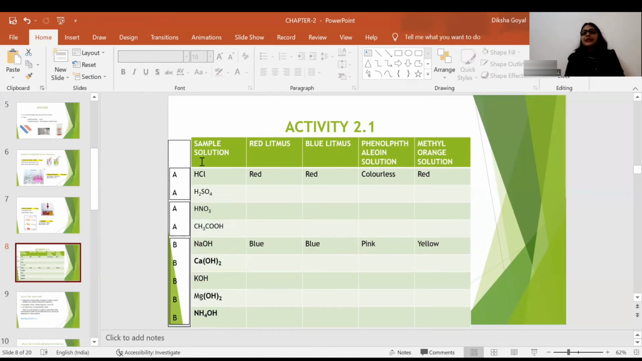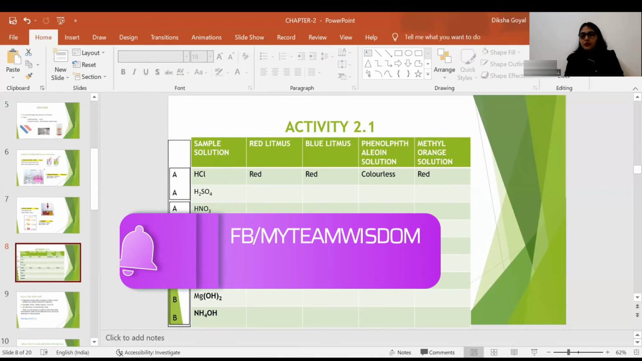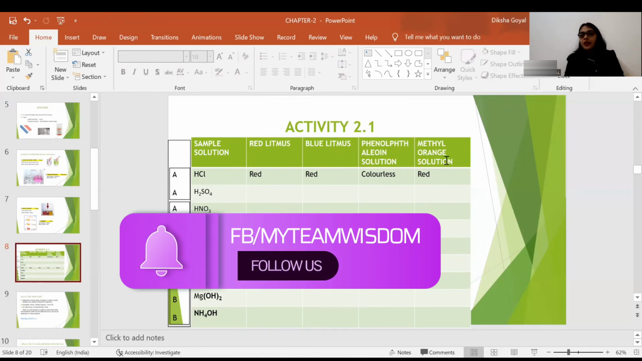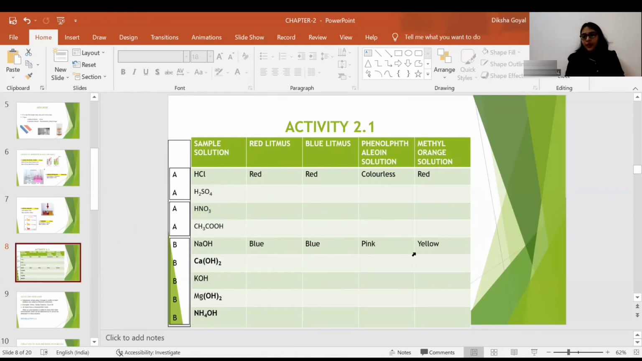Now, this HCl is an acid. So red litmus will remain red. Blue litmus will change into red color. So I have written red. Phenolphthalein remains colorless in acidic solution. So it's colorless. Methyl orange turns red in acidic solution. So here is red. Now for these three, you can write it down. Similarly, I have written for bases. NaOH is a base. So red litmus changes into blue. Blue litmus remains blue in color. Phenolphthalein changes into pink. And methyl orange changes into yellow. Okay. Now for these, you can do by yourself.